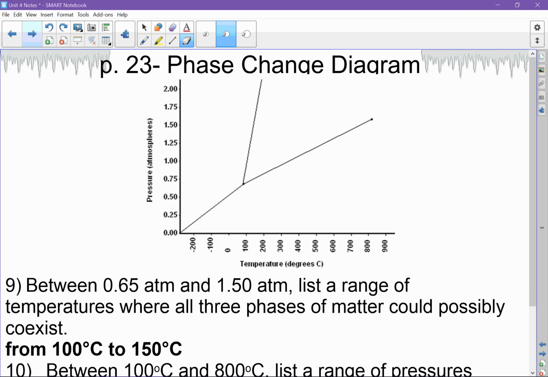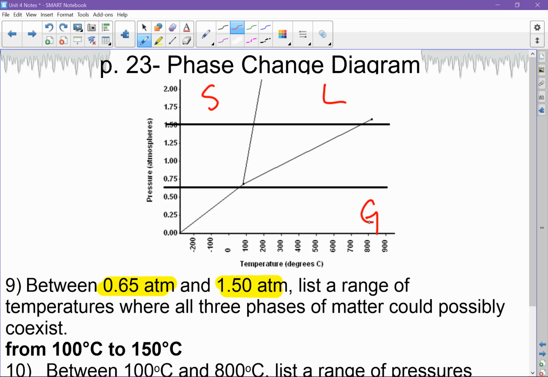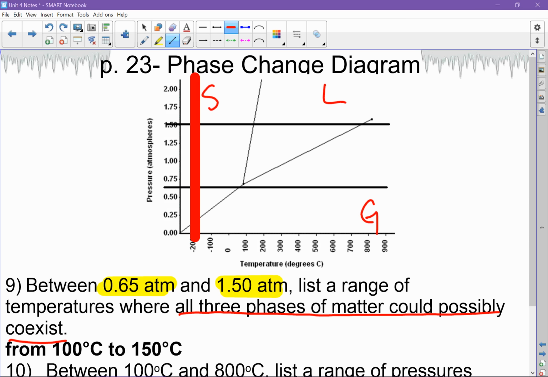All right, let's try a couple more. So this one tells me we've got lots of numbers between 0.65 and 1.0. So let's find that location on the graph. So 0.65 will be kind of in here, and 1.50 is way up here. And I'm going to slug my graph so I know what I'm looking at. So I want to know temperatures where all 3 phases of matter could exist. What that means is I'm looking for spots where I'll be touching solid and liquid and gas all at the same time. So if I start with a temperature like way over here, I only have solid and gas.